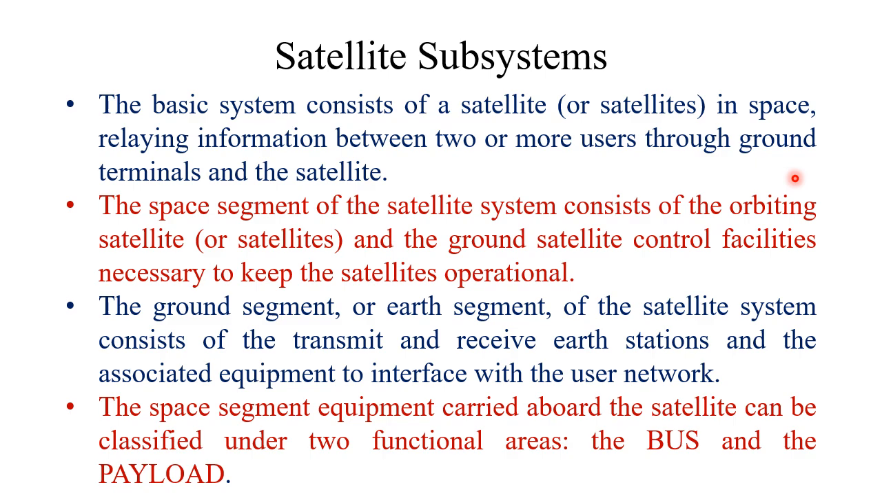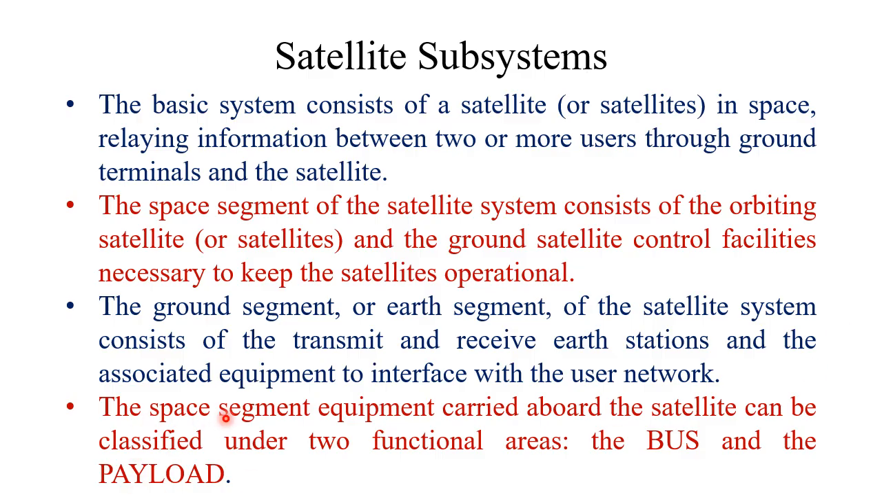The space segment of the satellite system consists of the orbiting satellite, maybe more than one satellite, and the ground satellite control facilities necessary to keep the satellites operational. The ground segment, sometimes called the earth segment of the satellite system, consists of the transmit and receive earth stations and the associated equipment to interface with the user network.